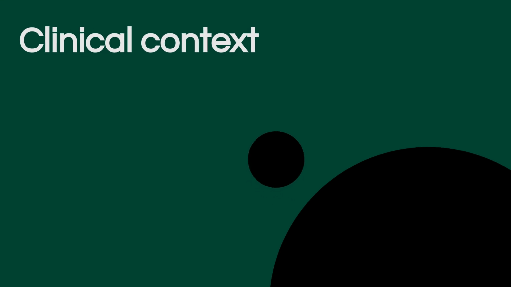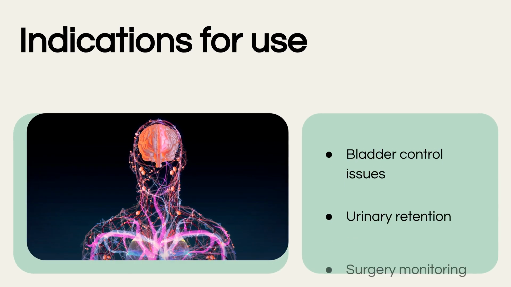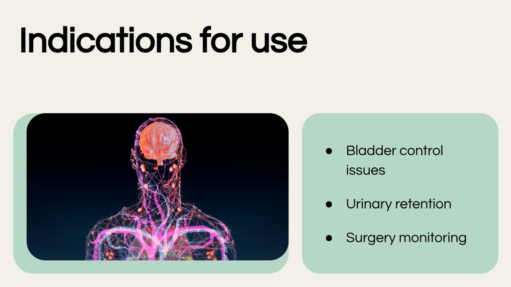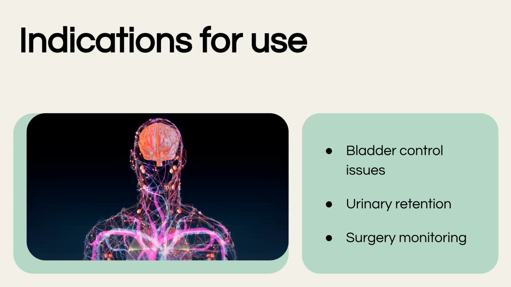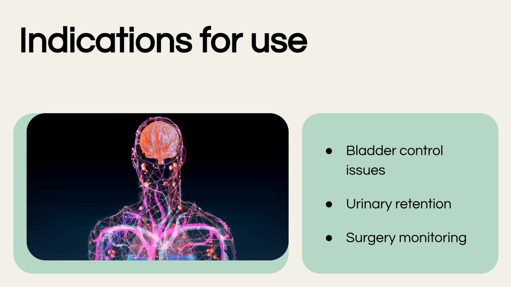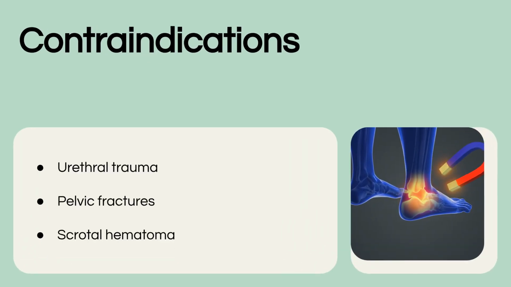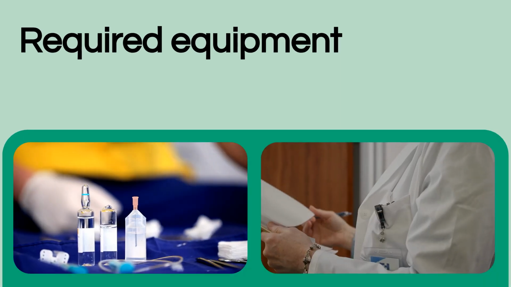Next, let's review the clinical scenarios where catheterization is necessary and when it must be strictly avoided. Indications include managing neurological conditions, chronic urinary retention, outlet obstructions like an enlarged prostate, and monitoring urine output during critical care or surgery. Catheterization is contraindicated in cases of suspected urethral trauma, indicated by blood at the meatus, pelvic fractures, or a scrotal hematoma. A sterile field is essential.